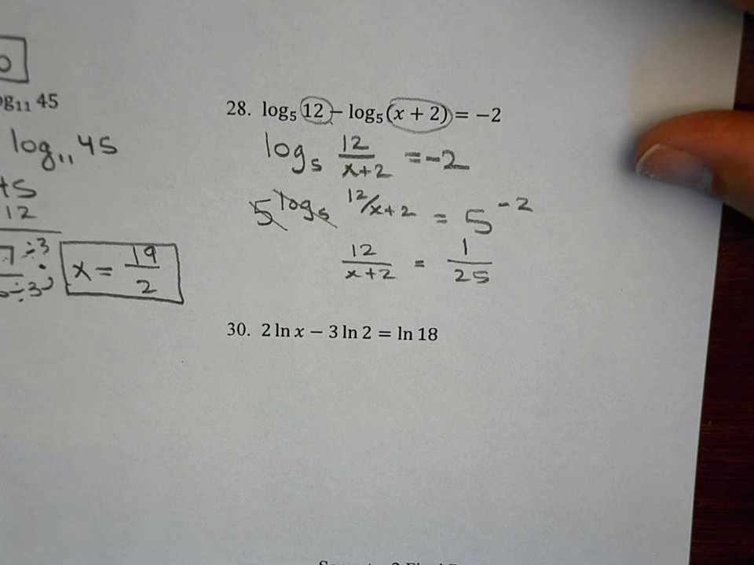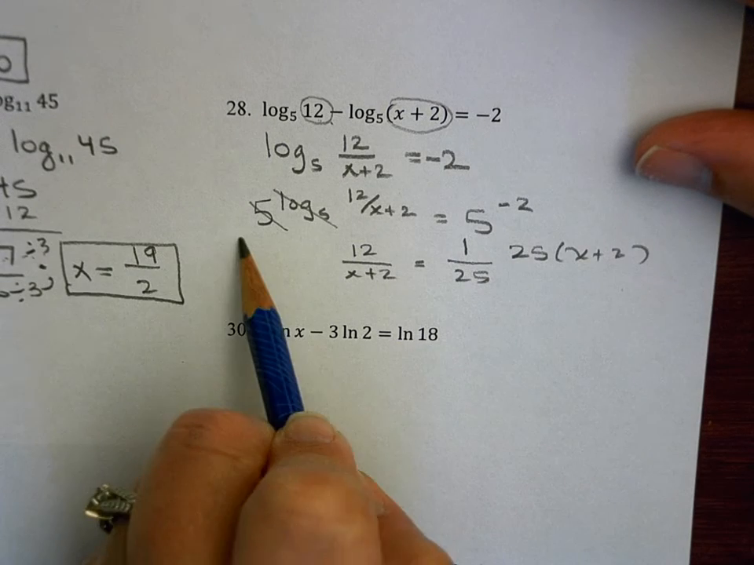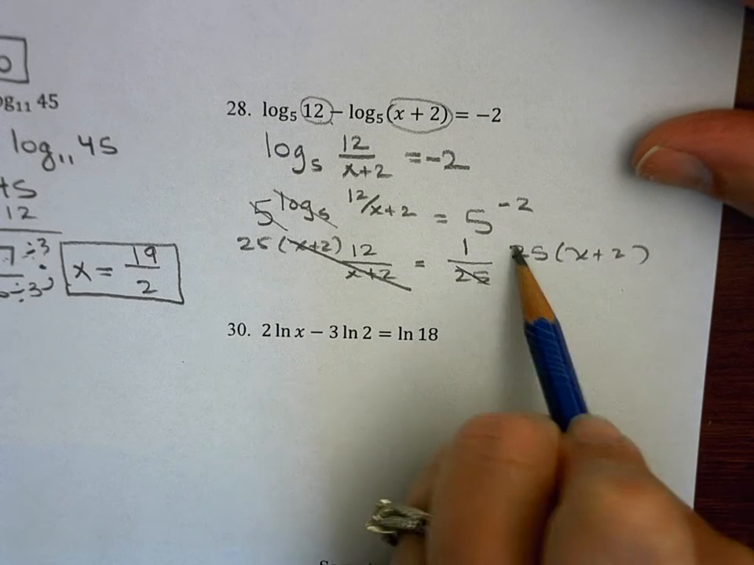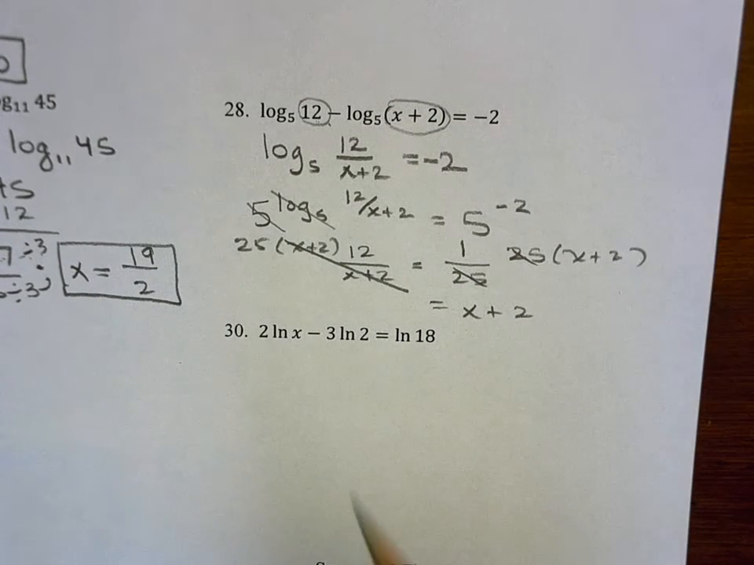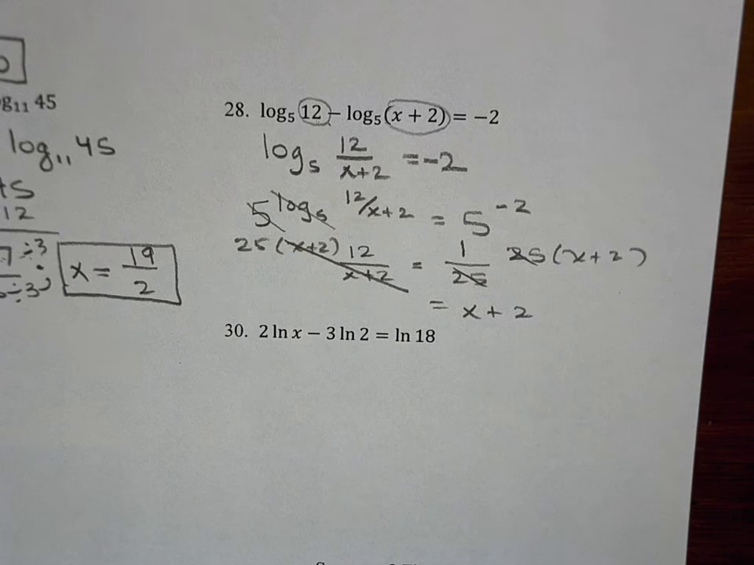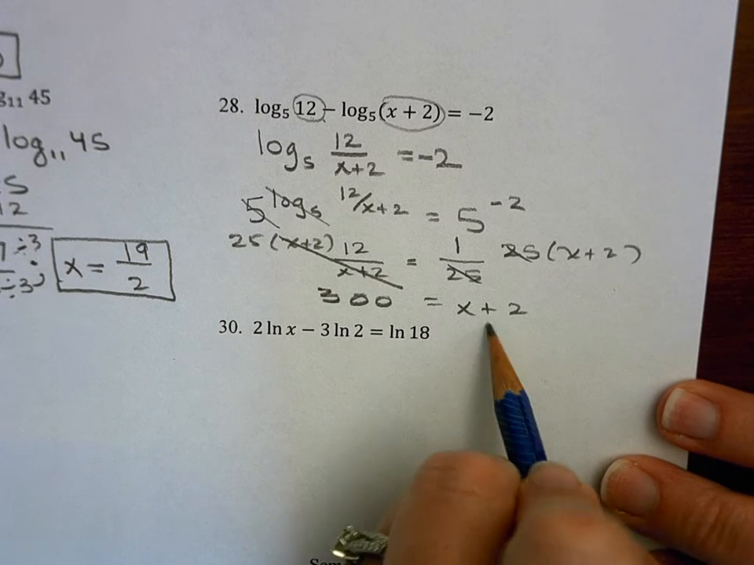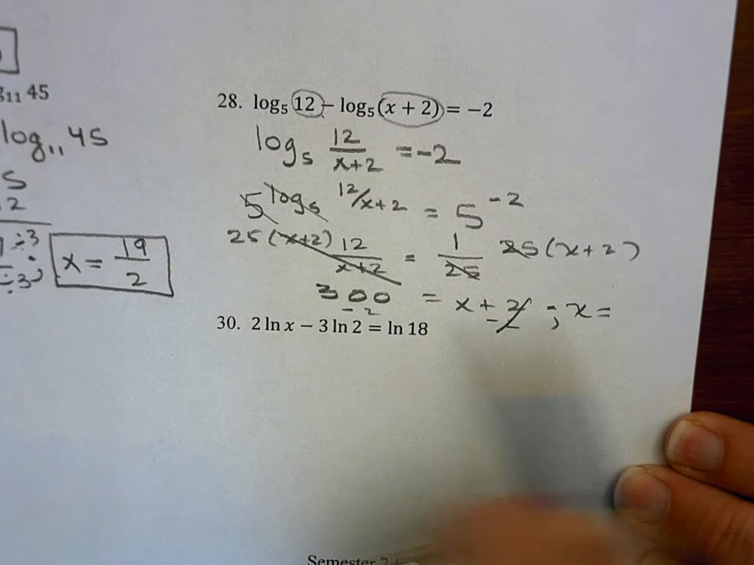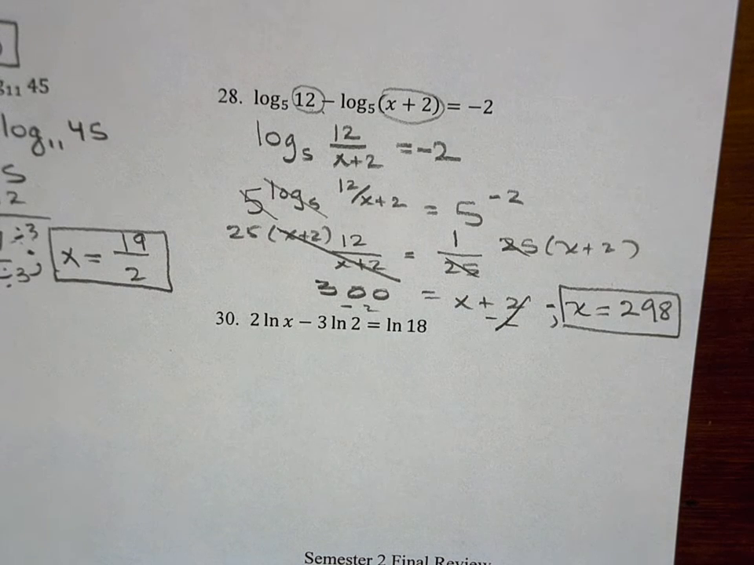And then I want to solve for x, so I'm going to multiply both sides by 25 and x plus 2, and then 25 and x plus 2. So then that cancels, and that cancels. So I have 1 times x plus 2. And then I have 25 times 12. So let me get my calculator for that. So 25 times 12, that's 300. And then now I will just subtract the 2 over. And so x would equal 300 minus 2, which is 298. Okay? And that's the last page of the final review.